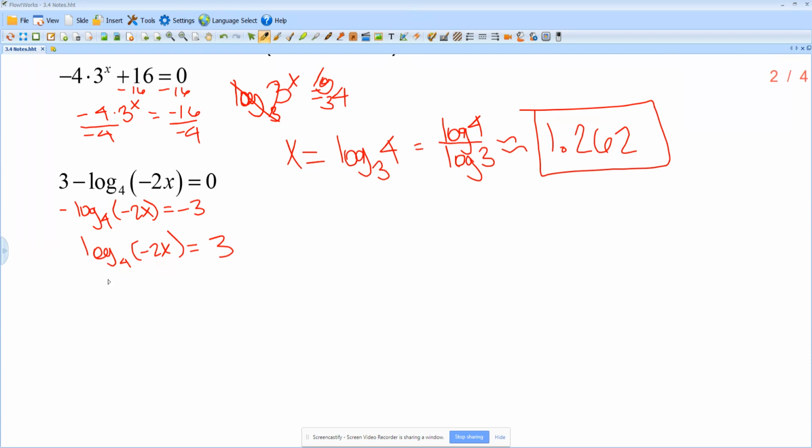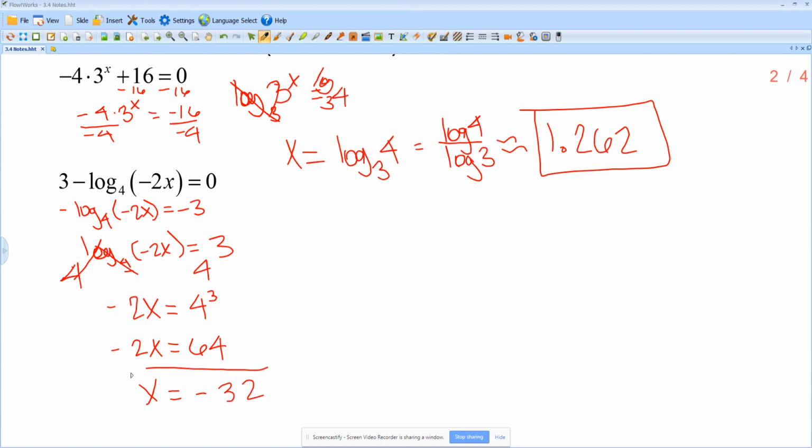Now I want to get rid of log base 4. So I take that base and I say that's going to be the base of an exponential function. That will get rid of my logarithmic function, so I'm left with negative 2x equals 4 cubed. 4 cubed is 4 times 4 times 4, which is going to give me positive 64. And divide by the negative 2. X equals negative 32. So just a little bit more work in those ones.